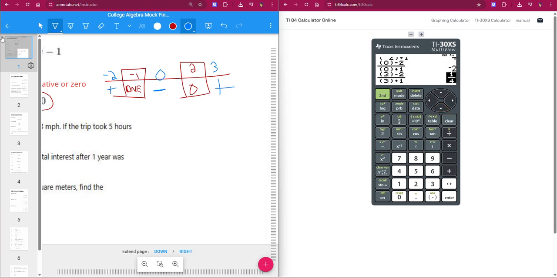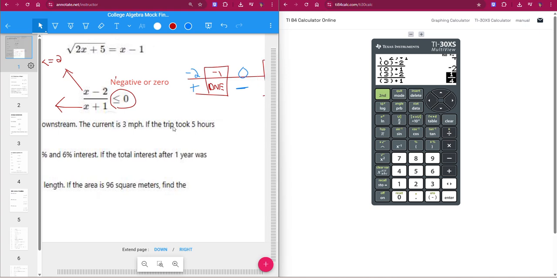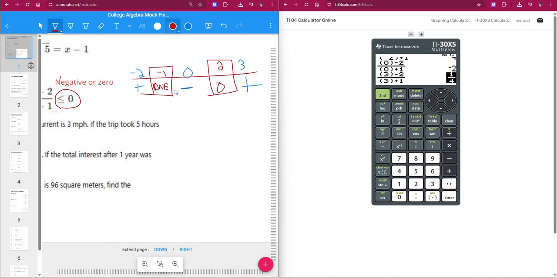Okay. So remember, we only want negative or 0. That happens between these two guys right here, between negative 1 and 2 in that interval. So the way I write that out is parentheses negative 1, because we can't include it. It does not equal negative 1. We can't do that because it gives me 0 in the denominator, and then 2 with a bracket. So that would be my final answer here.